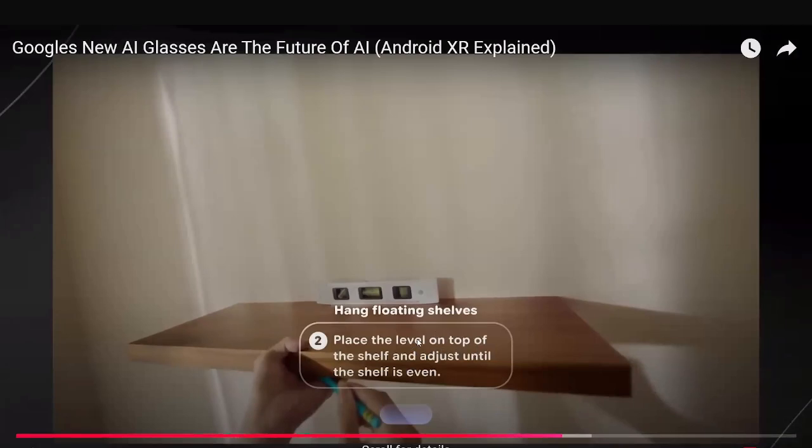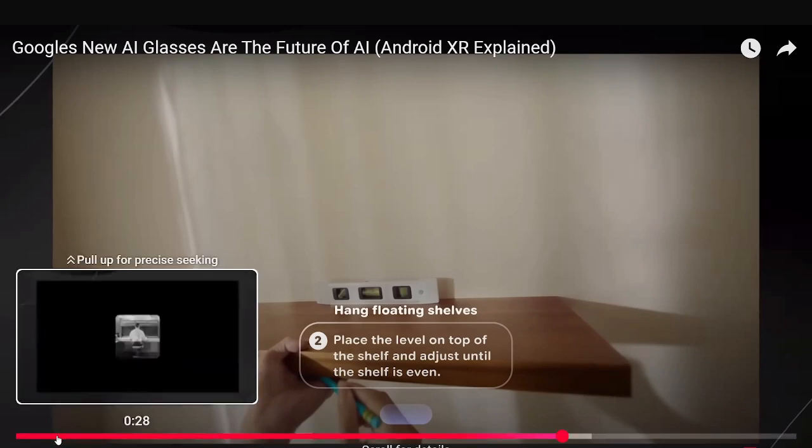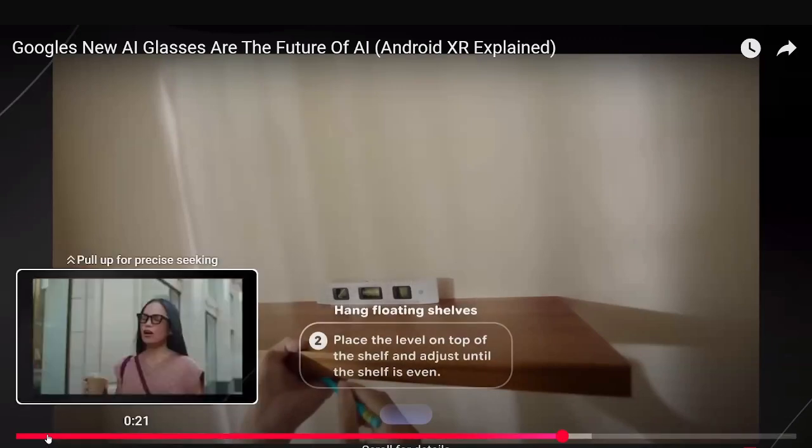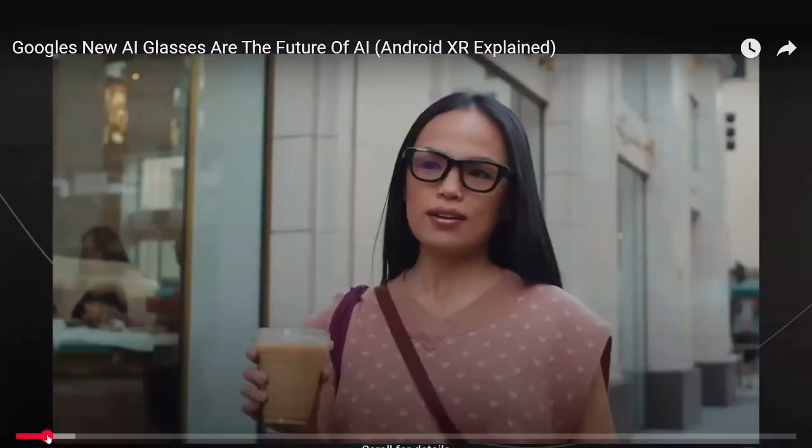Now see this. He's fixing kind of floating shelves, and it guides you with the instructions, right? So like that, there are a lot of applications, and the important part of these kind of devices is the cost, right? The price of these glasses should be affordable. So that is the challenge for all these companies to come up with affordable smart glasses, right? So this is what smart glasses can do.